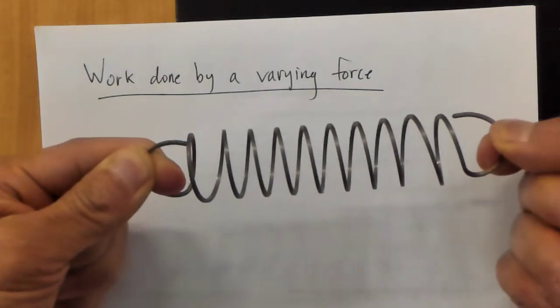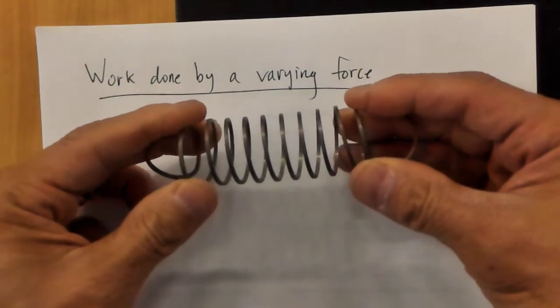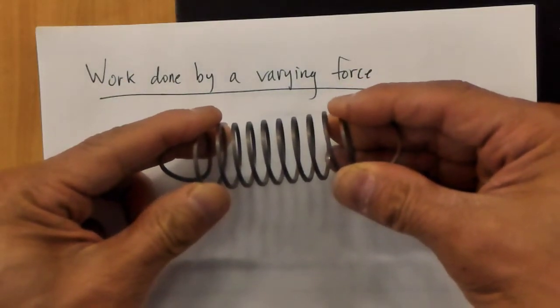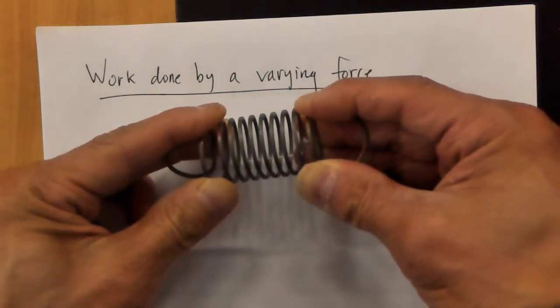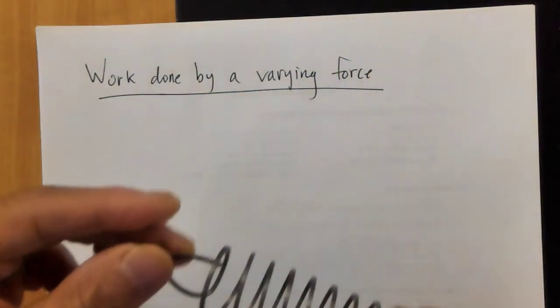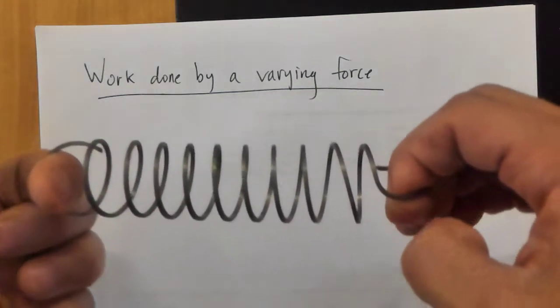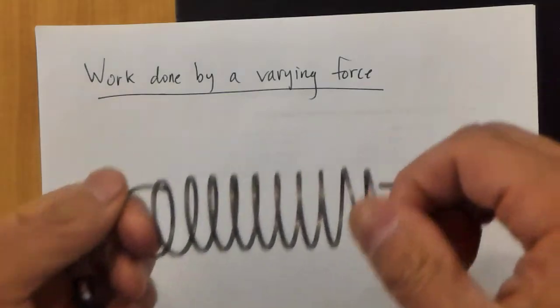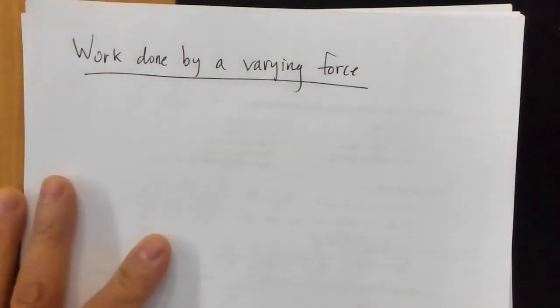Now, if I compress the spring, I have to stabilize it a bit so it doesn't pop out of my hands. If I compress the spring a little bit, it pushes out. If I compress it further, it pushes out even stronger and even stronger. So this is an example of a varying force. As I pull, it changes with distance. That's a more complicated case, and we have to consider the work done.